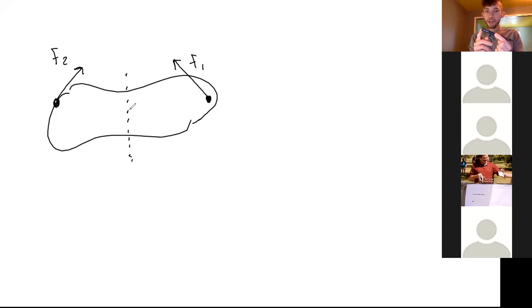Force 1 is trying to cause the object to rotate counterclockwise. So I would call that a positive torque. And force 2 is trying to get it to rotate clockwise the other way. I would call that a negative torque. So those are opposing each other. So whenever you go to write your Newton's second law for rotation and you sum up the torques, you're going to have them in opposite directionality, right?